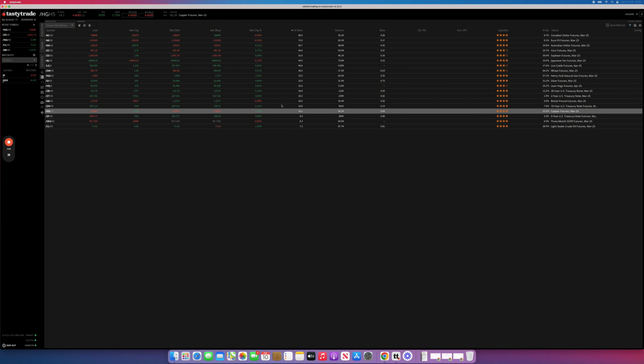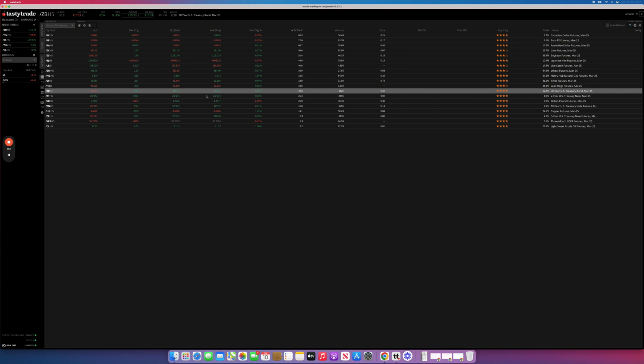So we don't want to look at anything with an IV rank of under 30. In this instance, our cutoff point would be here at the 30-year bonds. This has an IV rank of 30.8. Anything with a rank of over 30 is considered to be high. Anything over 50 is considered to be very high. And I personally like to be in and around the mid to high range.